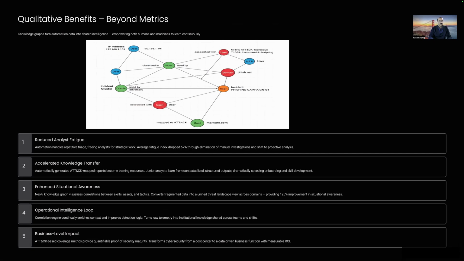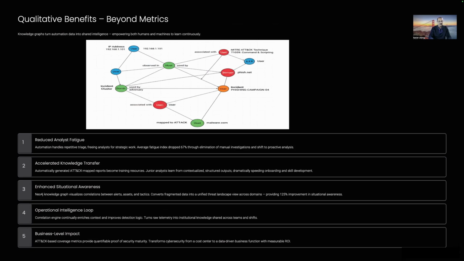So what are the qualitative benefits? It reduces analyst fatigue. We've talked about this earlier. It enables accelerated knowledge transfer, which essentially means that the automatically generated MITRE ATT&CK mapped reports can become training resources for junior analysts. It enhances situational awareness. Again, what that means is since the Neo4j knowledge graph visualizes correlations between alerts, assets, and tactics, it essentially enables the SOC team to understand what is happening in the system.